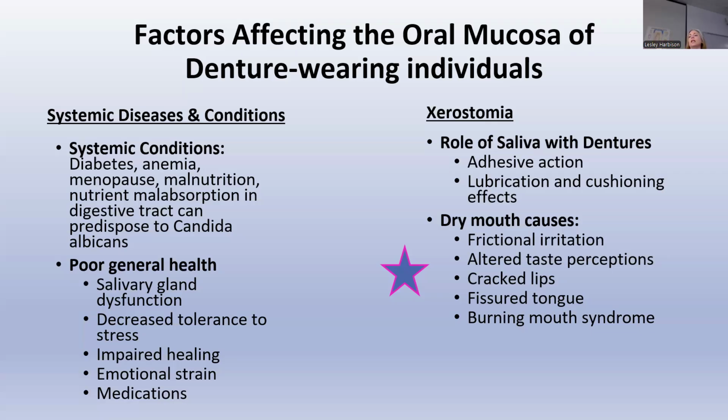Obviously, if they have poor general healing, they can have impaired healing. They might be taking more medications, and all of that can just sort of snowball. Xerostomia, a lot of this stuff we've already talked about, but it can be even more prevalent: frictional irritation, altered taste perception, cracked lips, fissured tongue, burning mouth syndrome. That's just exacerbated if they have a denture. It's just something more to be uncomfortable, to accumulate bacteria. So it's just a lot.